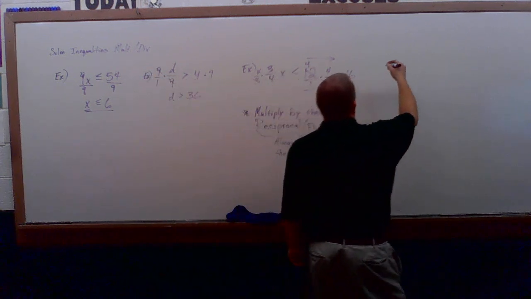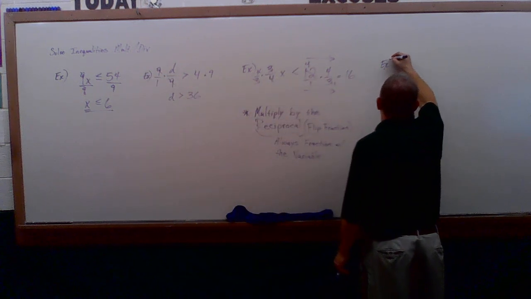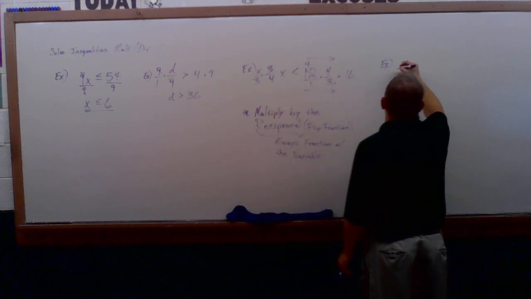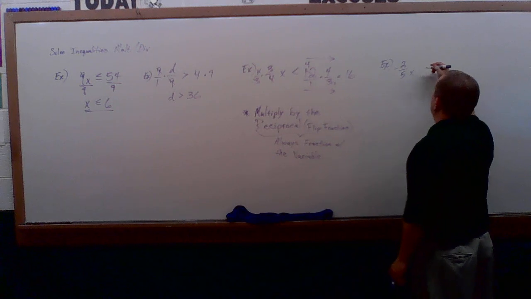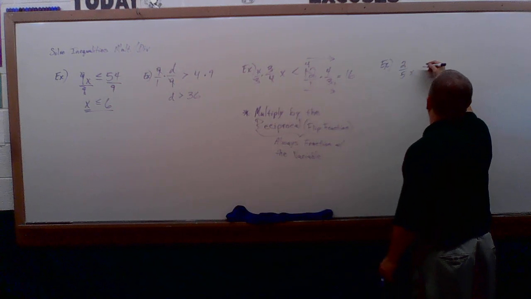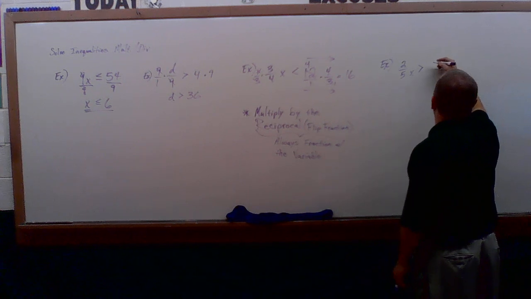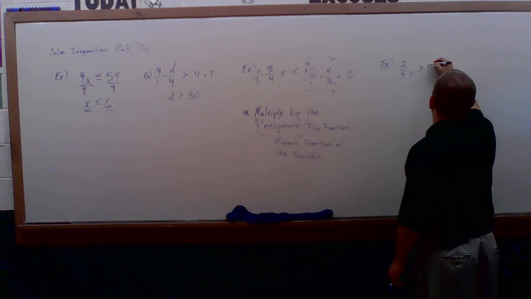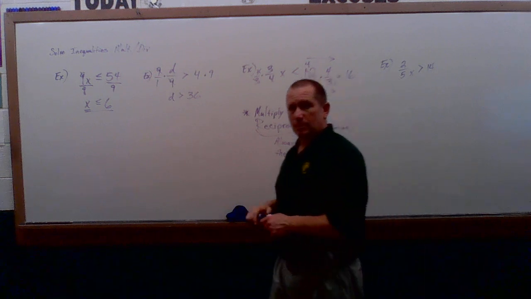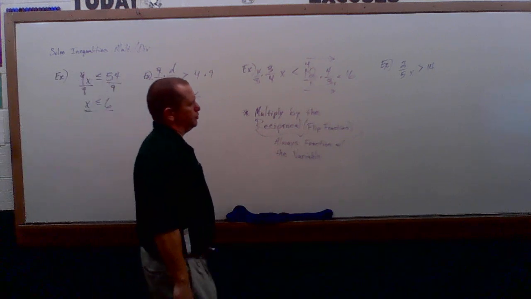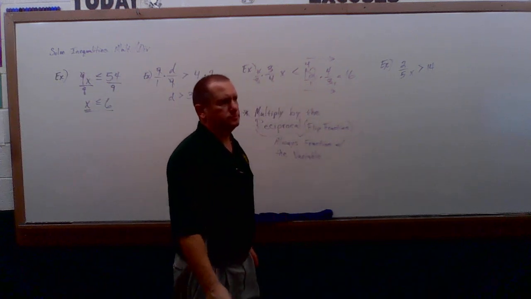Okay. Let's say 2/5 x. Let's make it negative 2/5. Oh, no, let's not do that yet. 2/5 x is greater than 14. All right, try it out, see what you get. So take the reciprocal and multiply that reciprocal to both sides of the problem.